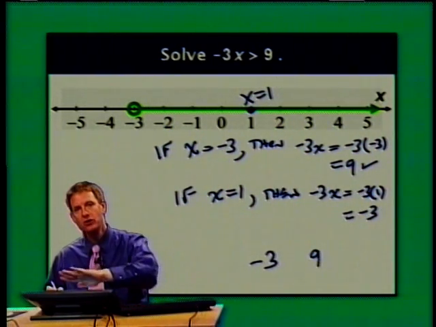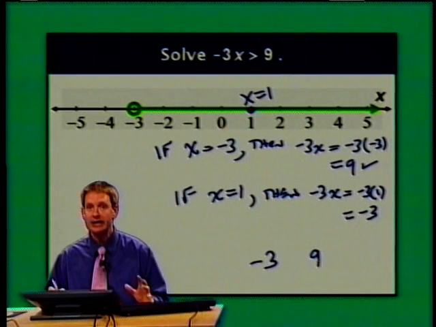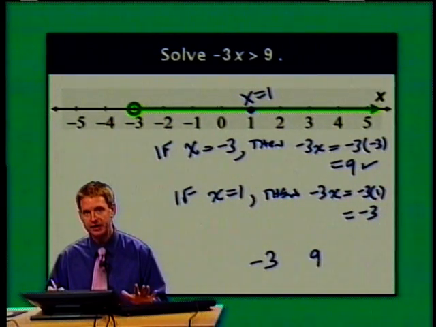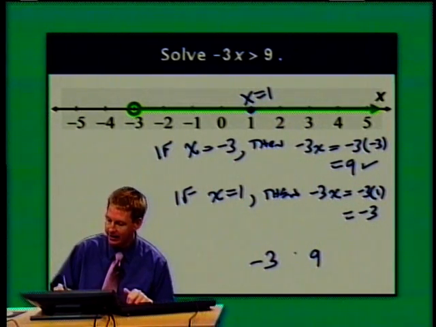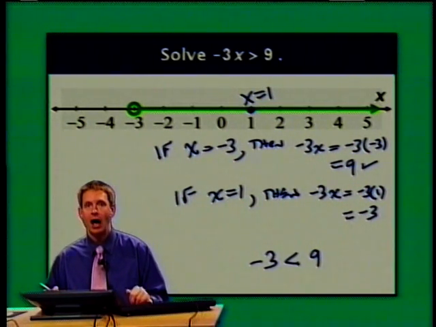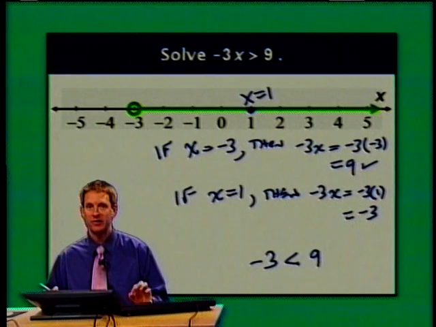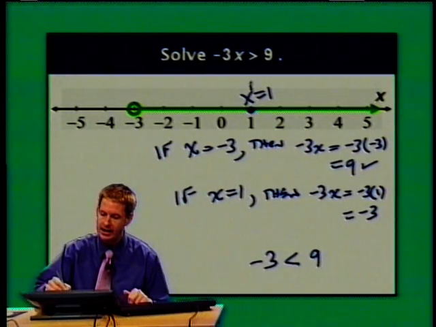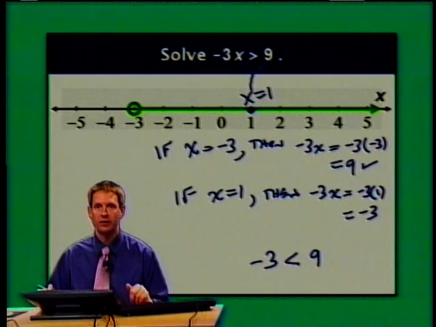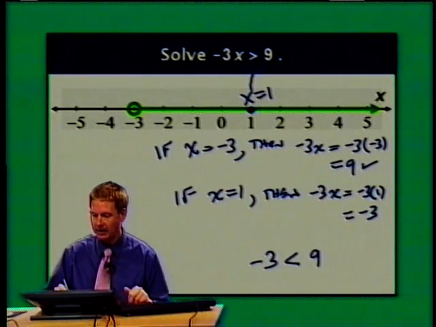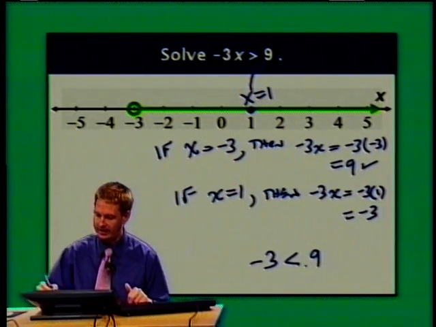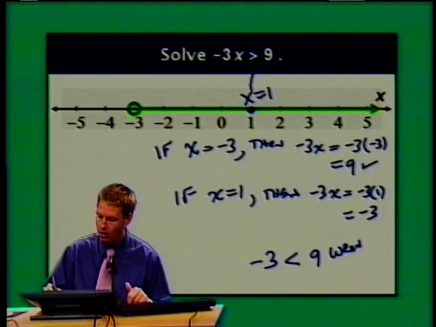Now I need to ignore the problem I was given, and I need to ask myself, what is the relationship between negative 3 and 9? Negative 3 is less than 9. I do not have the proper sense of inequality. The left side is supposed to be greater than the right side. I have the left side less than the right side. This is wrong.